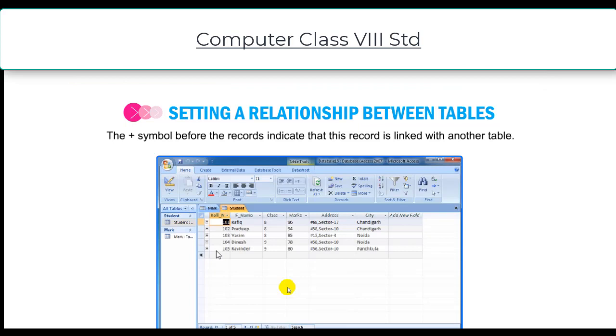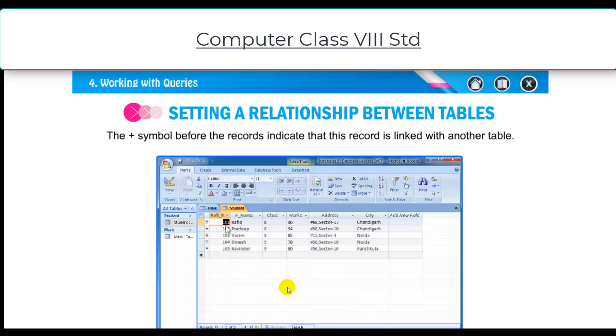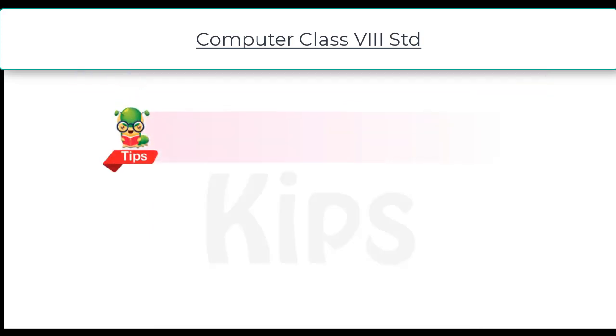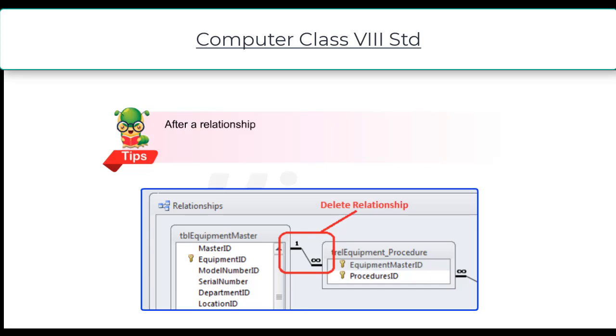Now you want to see the other table, but you don't want to open the other table, right? You just want to see that this first person, for example, Rafiq, how many marks he has got or something, right? Then what to do? You can click on this plus sign and then come to know about the other table. Okay.